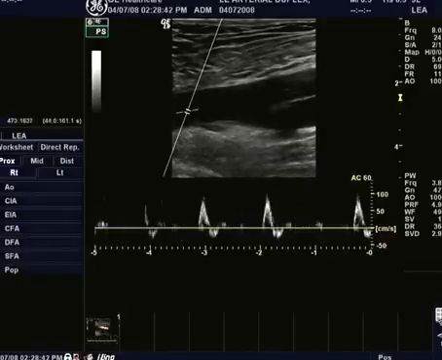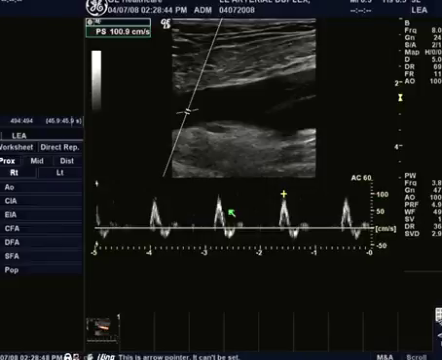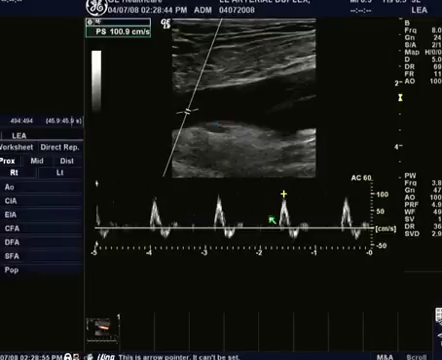We're here again at the common femoral. I'll freeze that for a second so we can take a look at what we're seeing again. On the image, we see a nice, clean image up here with no evidence of plaque. Down here in the spectral Doppler, we see a nice triphasic waveform. And our peak velocity in this example is about 100 centimeters per second. That's absolutely normal. In the peripheral arteries, we again would like to see something less than 150 centimeters per second.